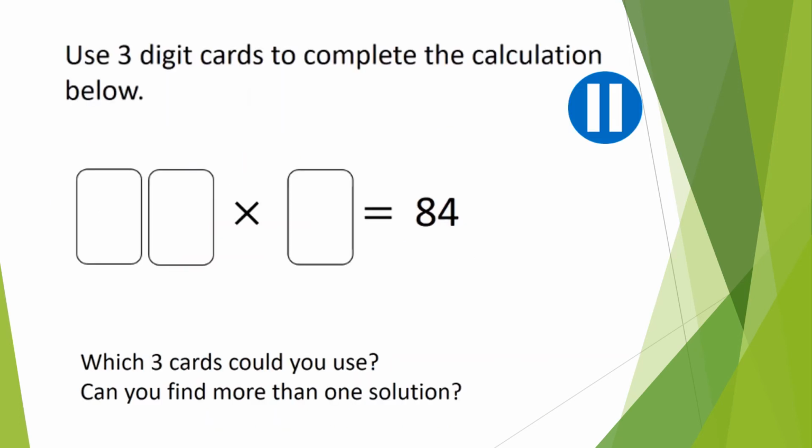For this problem, you can choose 3-digit cards of your own. So you can choose any 3-digit cards. However, when you complete the calculation, the answer must equal 84. So what 3 cards could you use? And is there more than one different way of making the calculation? Pause the video here and see if you can have a go.